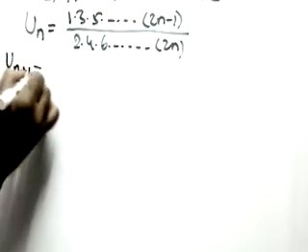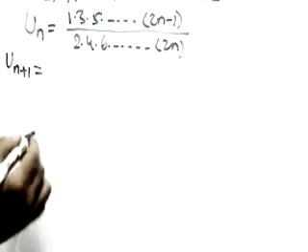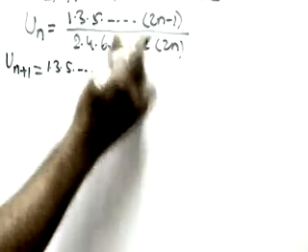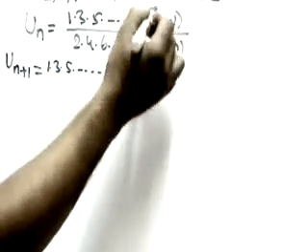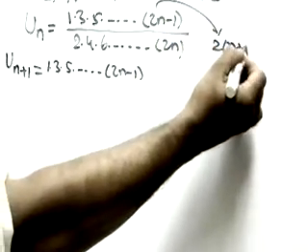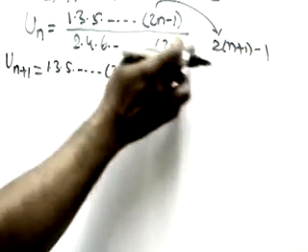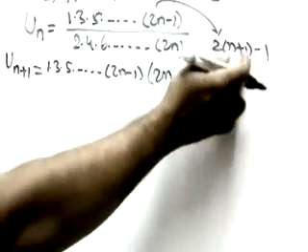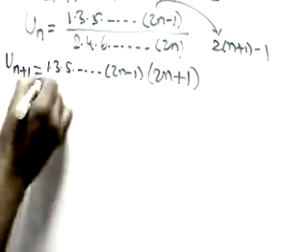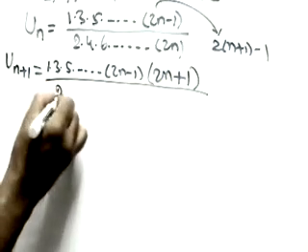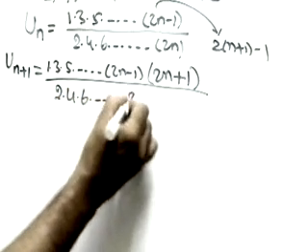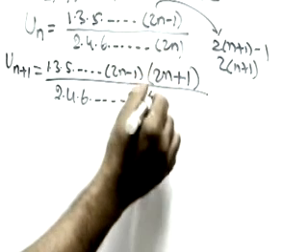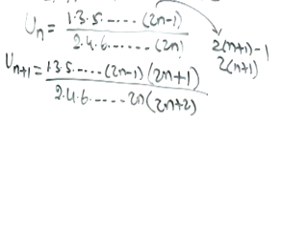So what will be un plus 1? For un plus 1, from here to here you write as it is: 1 into 3 into 5 into so on, 2n minus 1. Then we have to know the next term. For the next term, in place of n we keep n plus 1. So what will this be? 2 into n plus 1, 2n plus 2 minus 1, which is 2n plus 1. In the same way the denominator is 2 into 4 into 6 into so on, 2n, and for the next term, in place of n, if you keep n plus 1, multiply 2 into n, 2n plus 2.